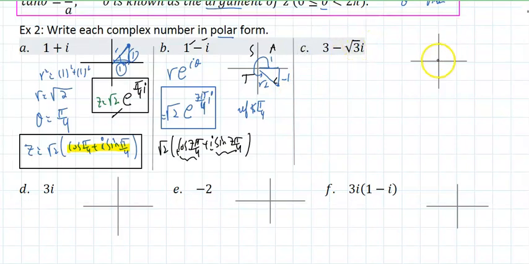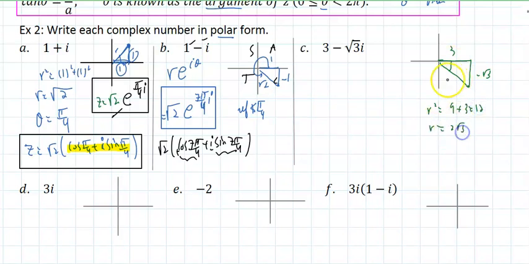How about this problem? I'm going to move radical 3 to the right, and negative radical 3 down. This r is slightly different. R squared equals 9 plus 3, which is 12. R equals 2 radical 3. So this is 2 radical 3 e. I need the angle.